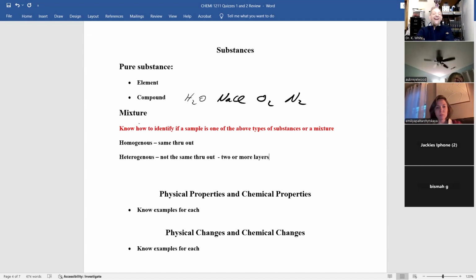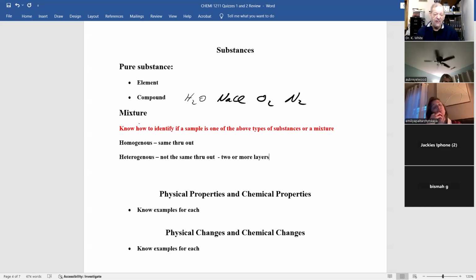The other is heterogeneous, and that's not the same throughout the mixture. An example would be if I took this bottle of water, which I won't do, but if I threw in a handful of sand, I shake it up real good, and I just let it sit for a little while, what's going to happen? The sand goes to the bottom and the water will be up here. And it's not the same throughout, and that would be called a heterogeneous mixture.